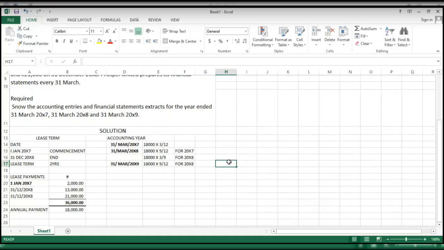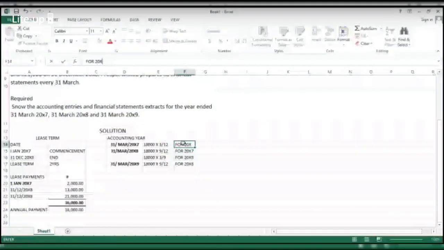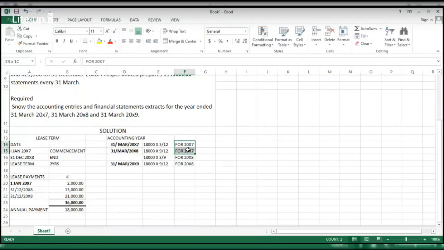This is for 20x7, 12 months. And this is for 20x8, 12 months. 3 plus 9. 3 plus 9. But appearing in the financial statement of 20x9 is 9 months of 20x8. So let's do our financial. Let me calculate what this is.